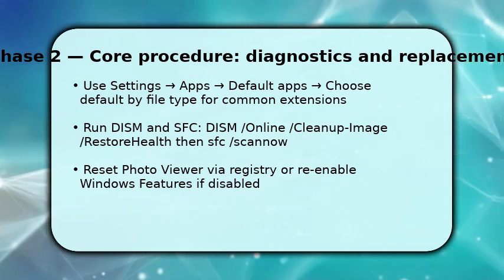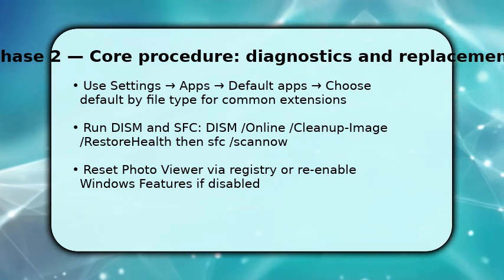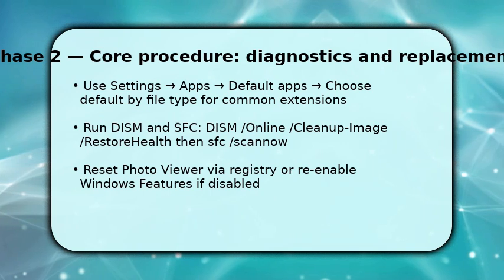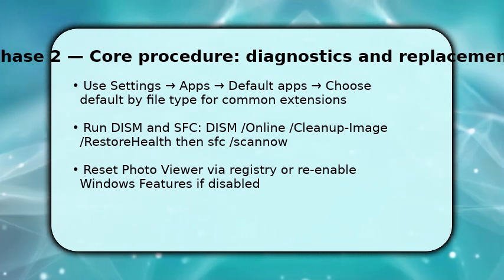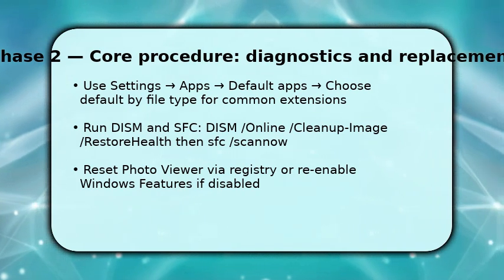Make sure Photo Viewer is enabled in the registry or re-enable related Windows features. This fixes broken handlers. Finish by restarting Explorer or simply rebooting so associations and registry edits take effect. That often resolves lingering locks.